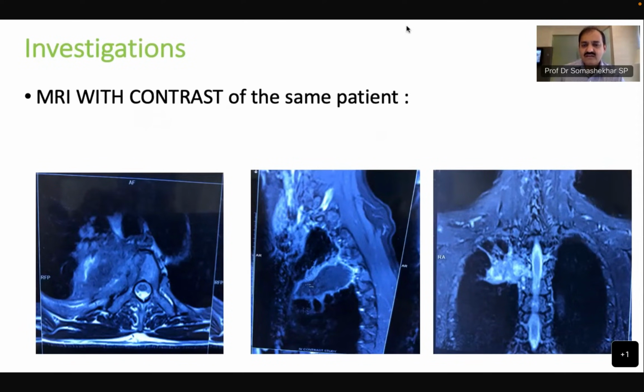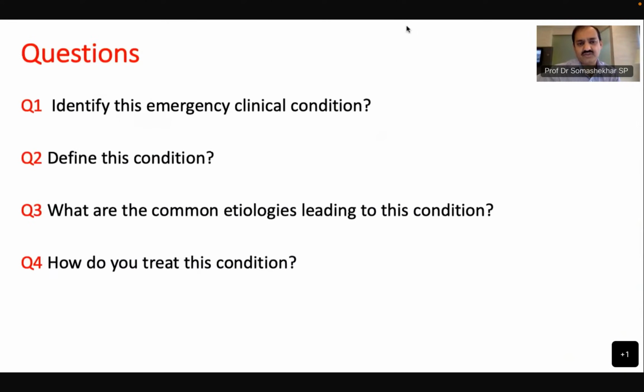Look at the MRI, how there is a superior sulcus. Superior sulcus means there is a lesion in the sulcus of the upper lobe of the lung overlying the superior vena cava and the azygos at the thoracic inlet, going from neck to thorax. This is called a superior sulcus tumor. MRI with contrast of the same patient.